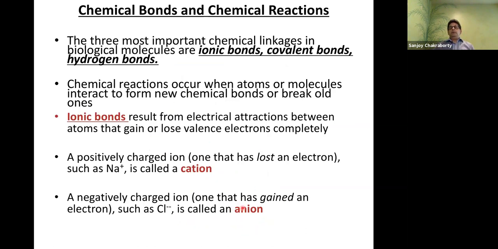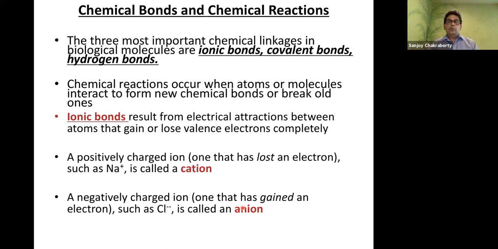Now what happened? When a positively charged and a negatively charged ion come side by side, they attract because we know opposites attract. So the oppositely charged ions will attract together and that creates a bond. That relationship is known as an ionic bond. So an ionic bond is a result of a transfer of an electron. When electrons get transferred from one atom to another, the bond formed is known as an ionic bond.